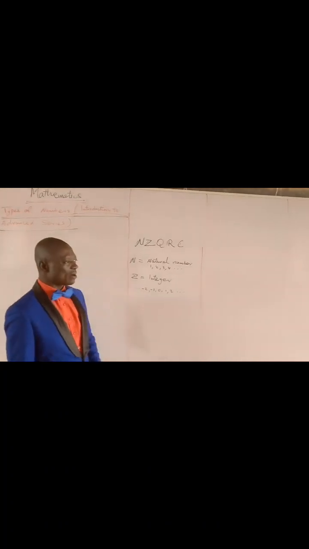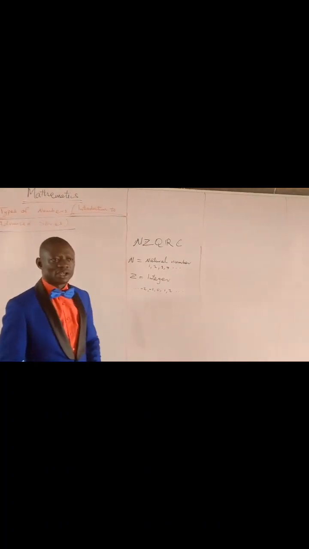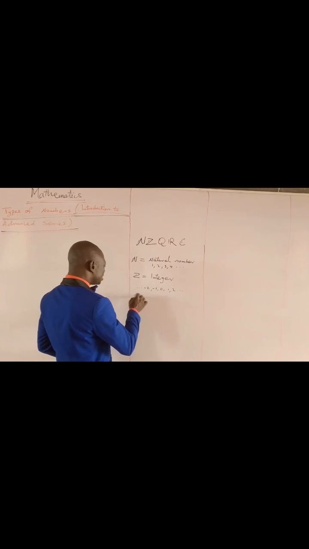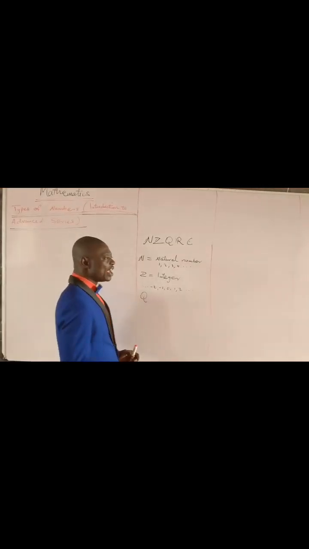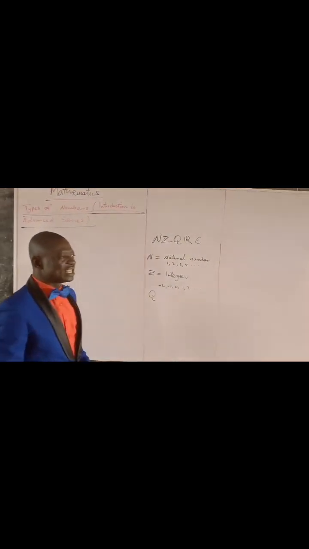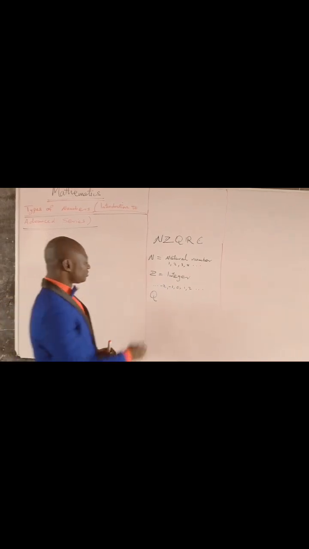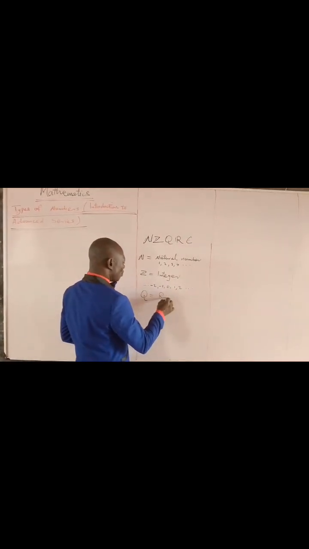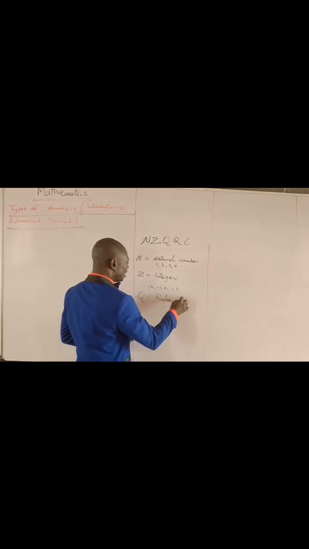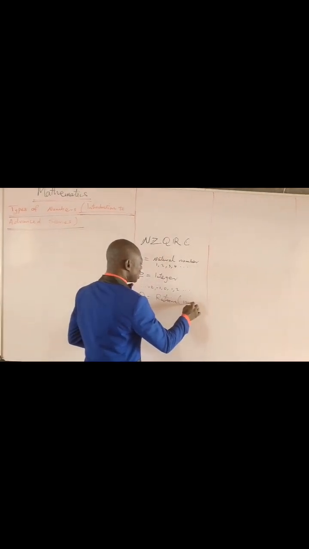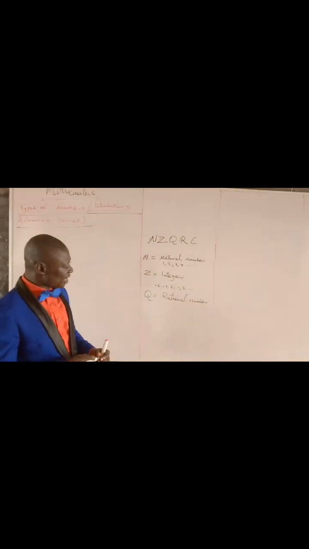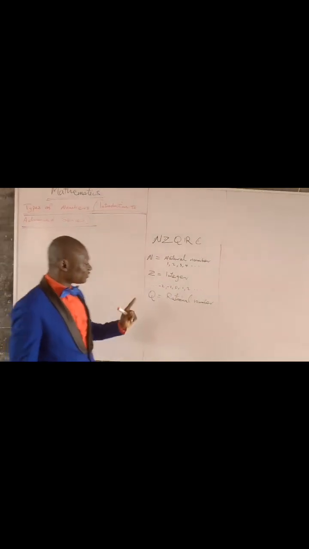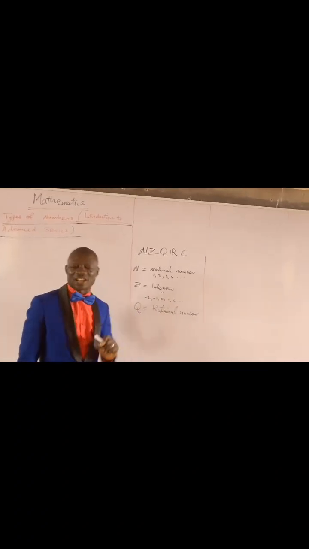So these are two groups now. Then the third one is Q. That is rational number. What is a rational number? A rational number is a number that can be expressed as a single fraction. Any number that can be expressed as a single fraction is a rational number.